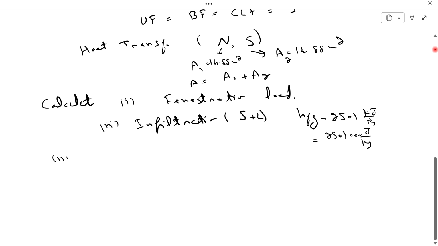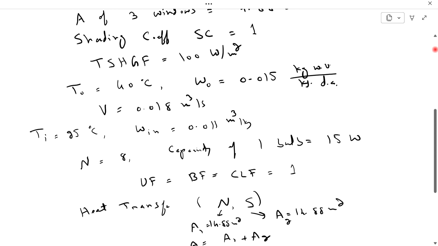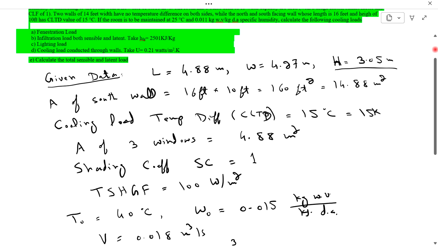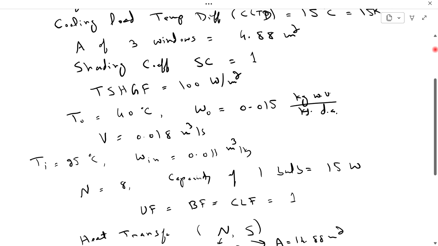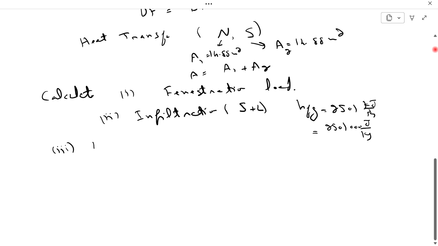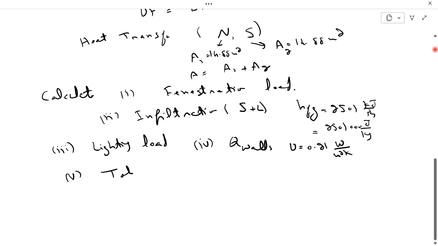Number 3, lighting load. Number 4, load through walls, Q through walls, and overall heat transfer coefficient is given to us as 0.21 watt per meter square per Kelvin. And last, total load, find total load.